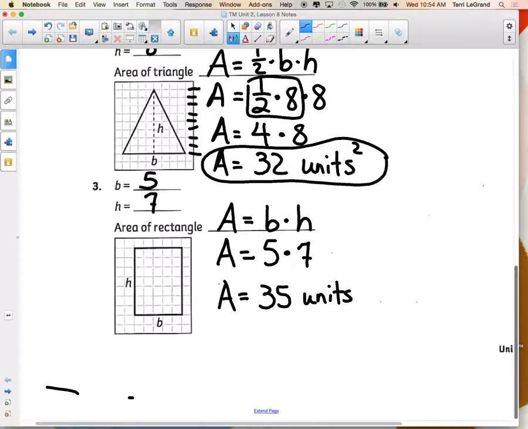Okay, again, tell me, what does that mean? What does 35 units squared mean? It's how many squares it takes to cover the rectangle. That is what dimension? 2-dimensional. Okay, so if we counted up squares, there should be 35 of them. It would take 35 squares to cover that rectangle. Okay, let's go to the back side.